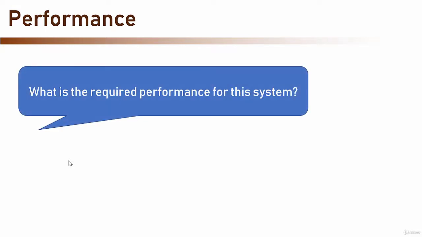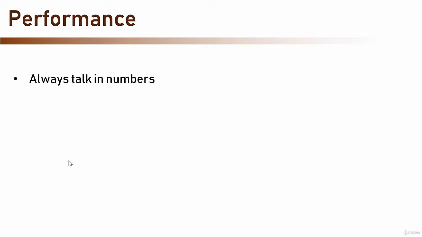Performance. Well, that sounds like a simple requirement, right? What is the required performance for this system? Fast. Easy peasy. Well, not so fast. See what I did here. When talking about performance, there are 2 things we should keep in mind. 1, always talk in numbers. And 2, latency and throughput. Let's talk about the first one.